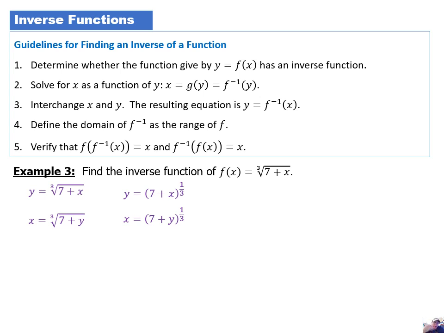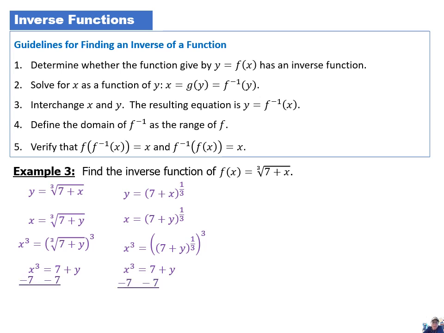So how do you undo a cube root? You cube it. And undoing 1/3 power, we take it to the reciprocal power. So that also means cube it. So we get x cubed equals 7 plus y. It's the same thing, just two different ways of looking at it.